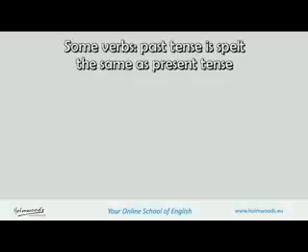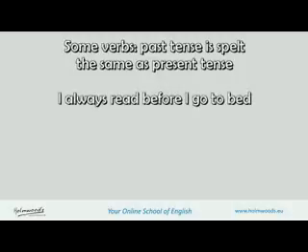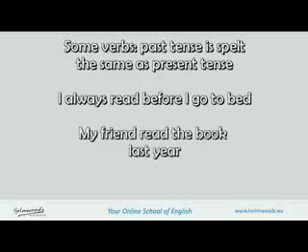For some verbs, the past tense is spelt the same as the present tense. For example, I always read before I go to bed. My friend read the book last year. Did you notice that the spelling is the same, but you say the word differently? Read and read. Yes, read sounds exactly the same as the colour red.